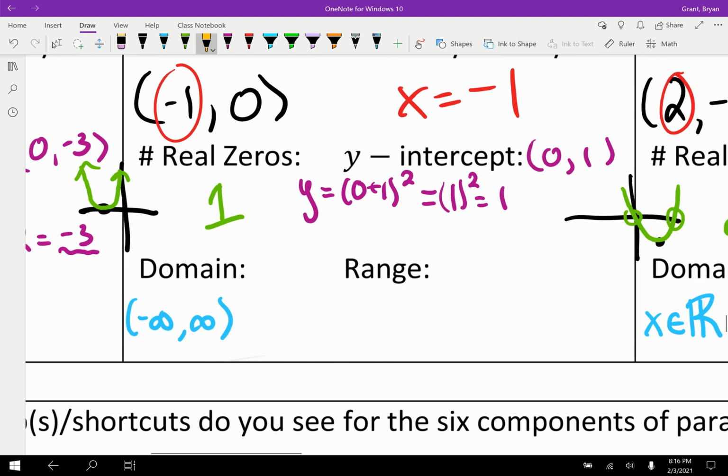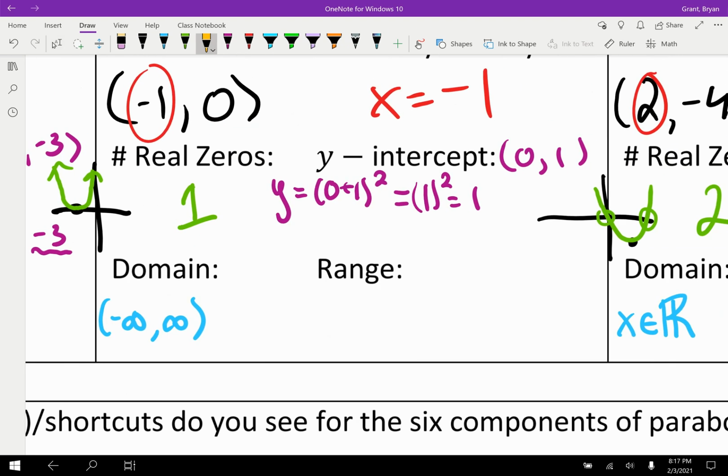All right, let's look at these other two because they go a little faster. Range here, well, the lowest the graph gets is 0. That's our k value from our vertex, and then it goes up from there. So one way you could write this, the y's are greater than or equal to 0. The other way to write this is you can say we start at 0 and we get larger than that.